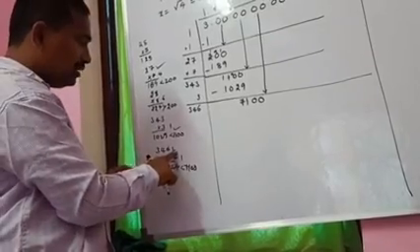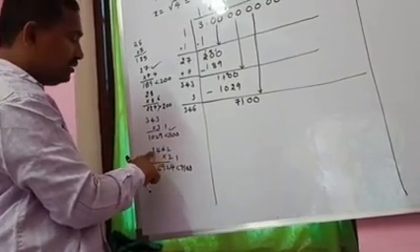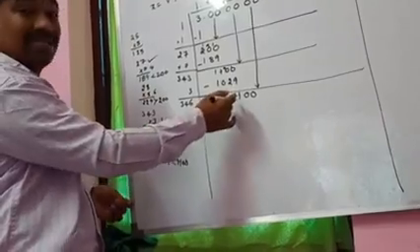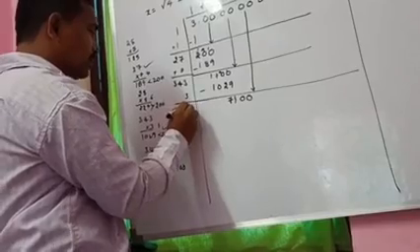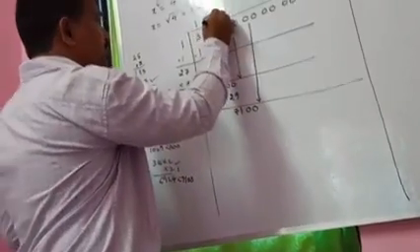If you take 3, 3 3s are 9000. 3000 into 3 is 9000, which exceeds 7000. So 2 is correct. So take 2 into 2.